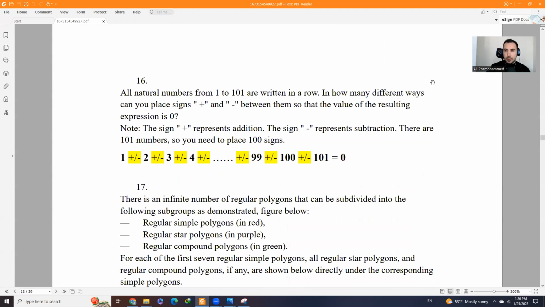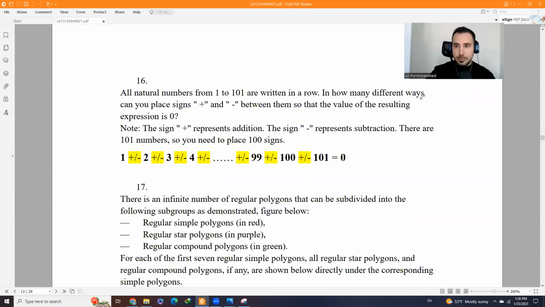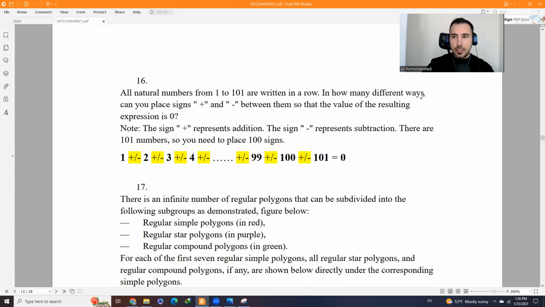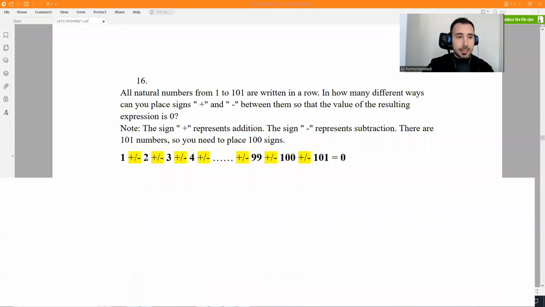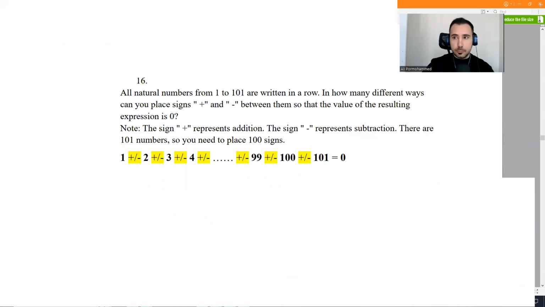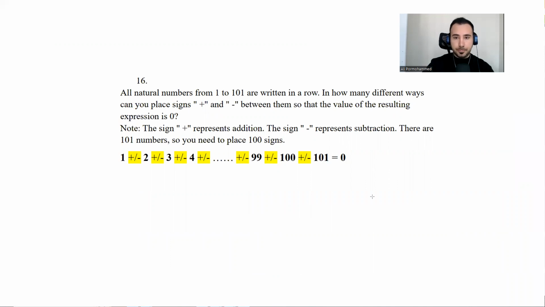Okay, so let's make this larger. I want you to first read question 16, even if you have read it before, just read it again. So you could pause the video. I'm going to start.